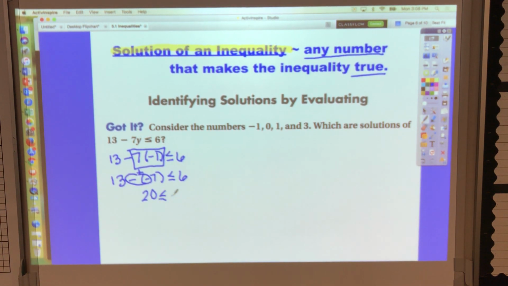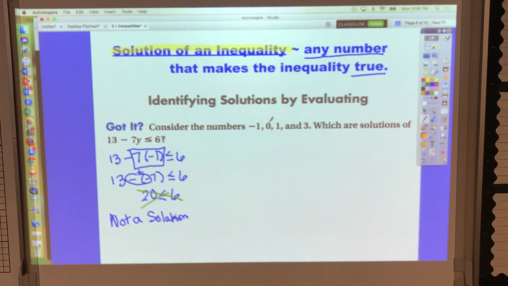And they're asking me, is 20 less than or equal to 6? Well, that is not true. That is a false statement. So that means this is not a solution, because this is not a true statement. And since it's not true, it makes the whole solution not possible.